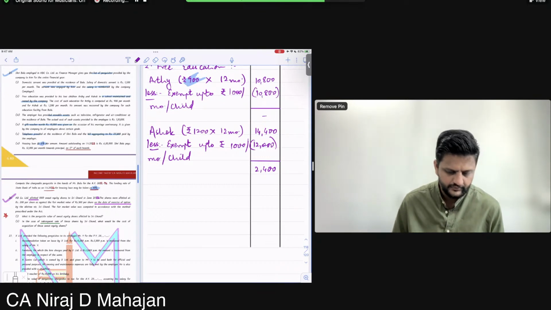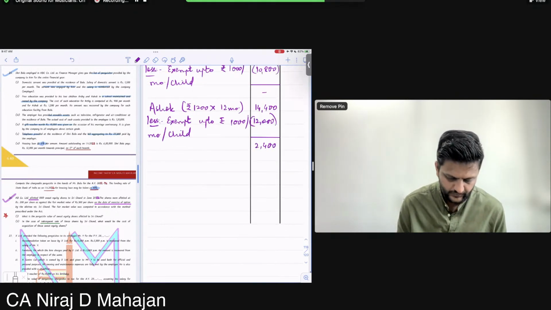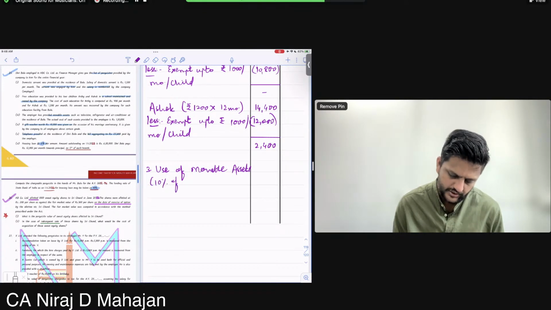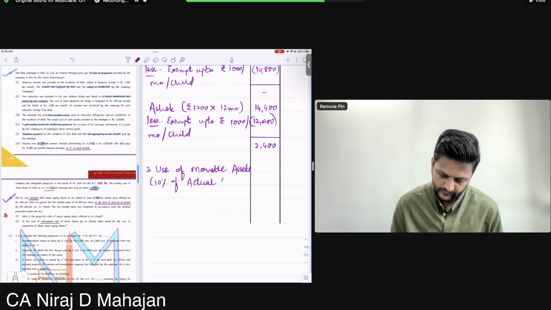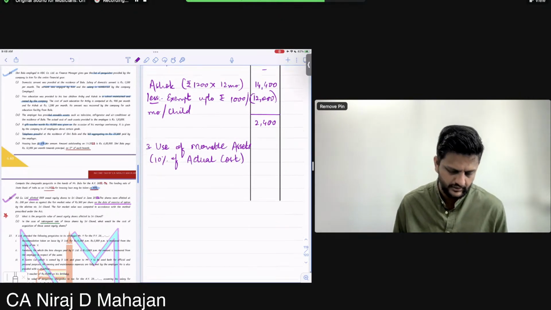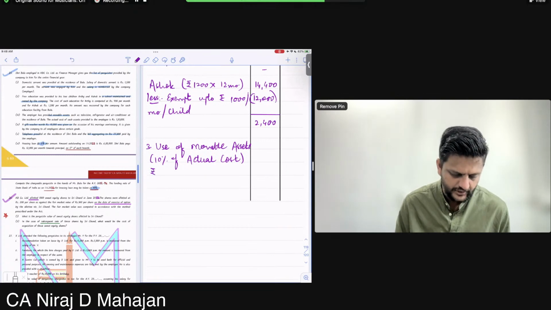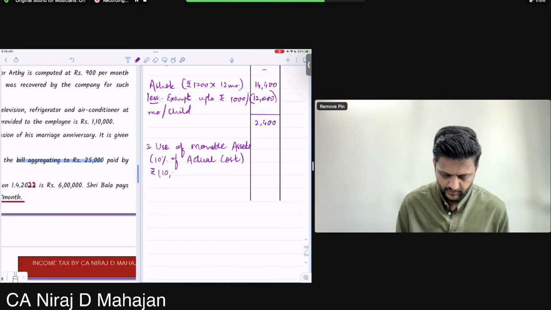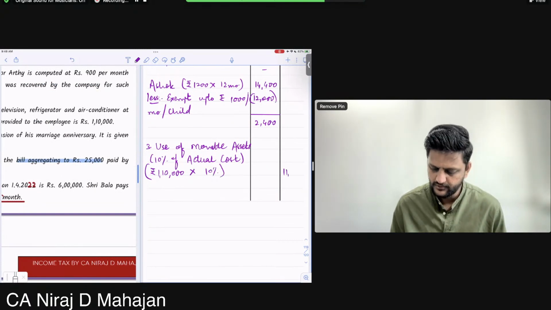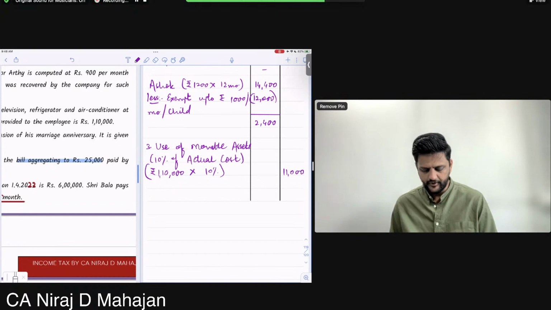Then what do we have? Third, use of movable assets. 10% of actual cost is the value of perquisite. They have not given us dates, from which date he is starting to use, so we'll take the entire year. So rupees 1,10,000 into 10%, 11,000. Any problem, everybody? All okay?